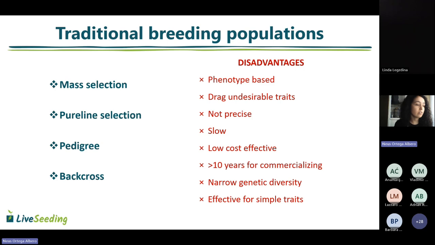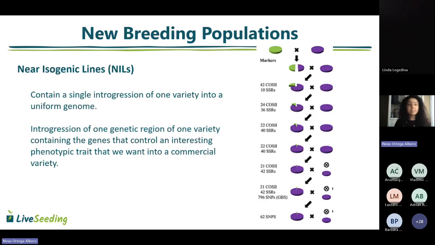So let's talk a little bit about new types of populations that can also be very useful for breeding purposes and for establishing new breeding methods and new commercial varieties. As I was saying, these new breeding populations have been proposed to gather many genetic and phenotypic resources and overall avoid the genetic loss that these traditional breeding methods were causing. So the first example of new breeding populations would be the Near-Isogenic Lines.